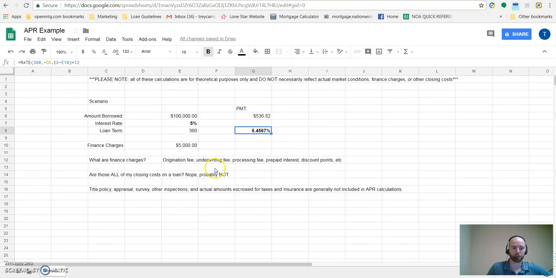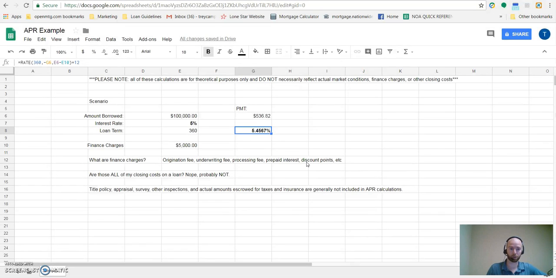So what's included in APR? Well, that's finance charges. That's origination fee, underwriting fee, processing fee, any sort of prepaid interest. So like if you close mid-month and you've got to get to the end of the month as far as interest costs are concerned, discount points, that's where you basically pay money to achieve a certain interest rate, and a couple other miscellaneous odds and ends.